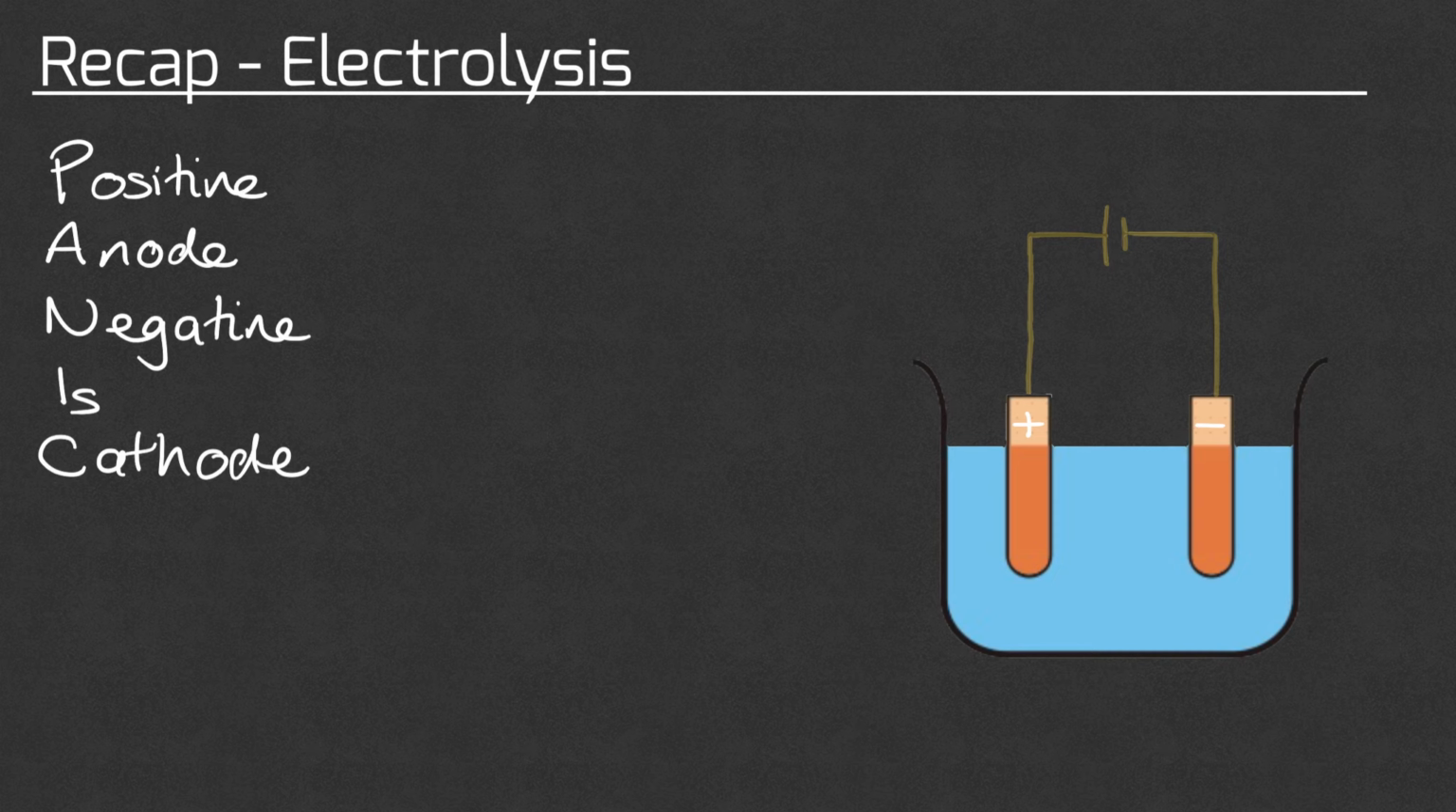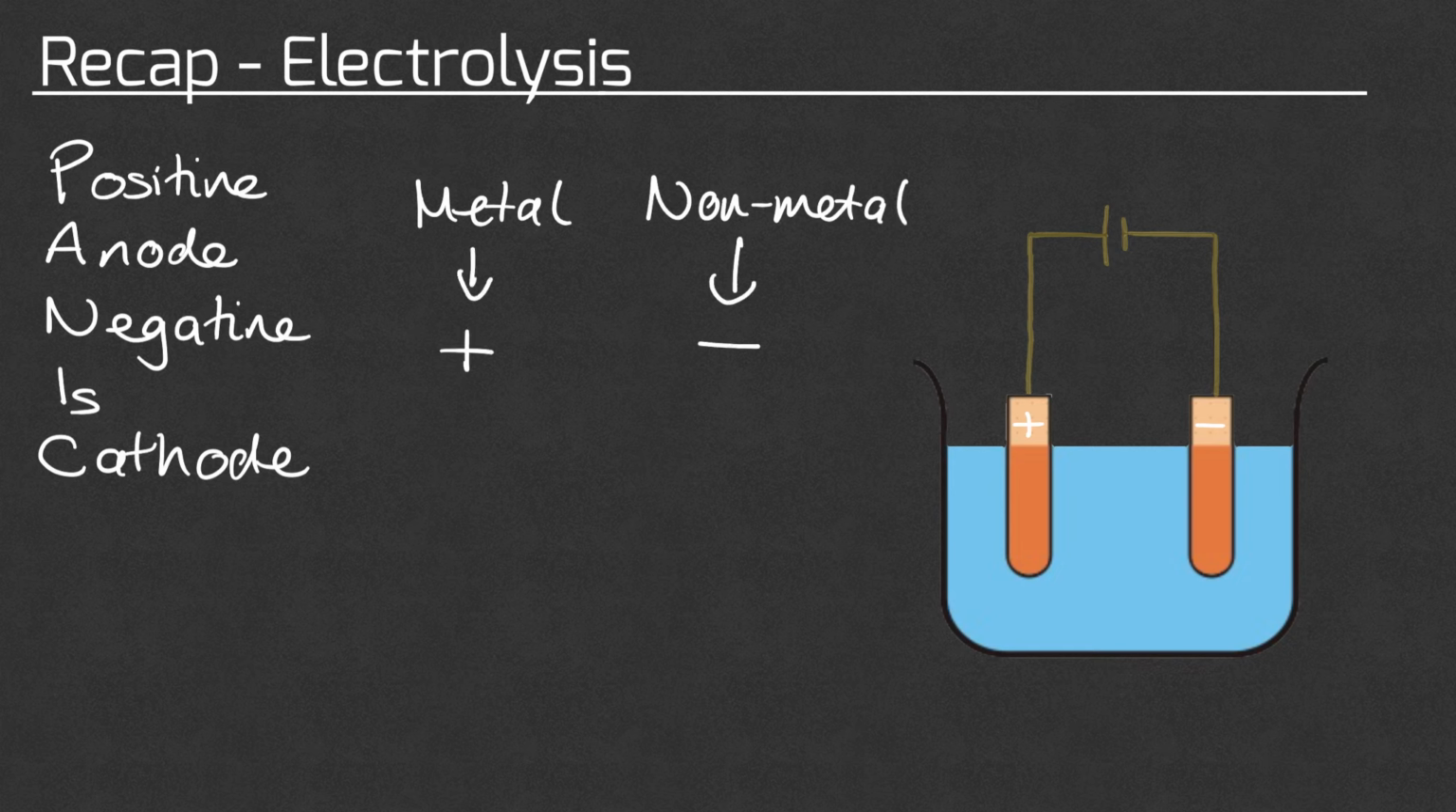Our ionic compound is made of a metal and a non-metal, and the metal will always be positive and the non-metal negative. Because opposite charges attract, this means the metal will go to the cathode, the negative electrode, and the non-metal will go to the anode, the positive electrode. This is a quick overview of electrolysis. You can watch the full lesson video on this if you want to recap it in more detail.